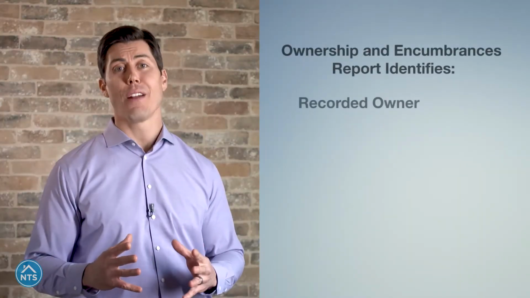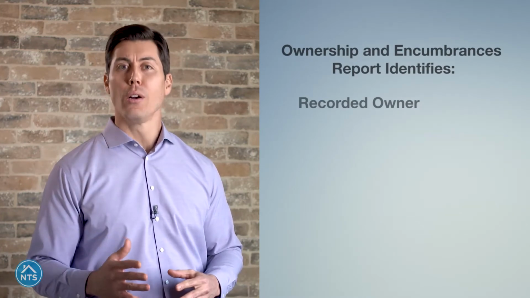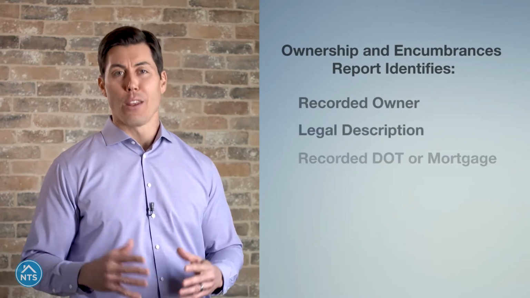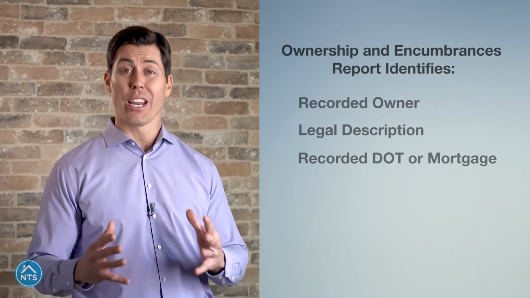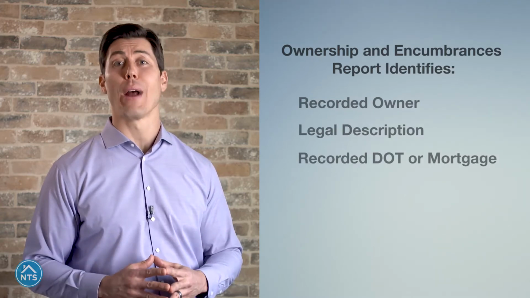There are a number of title reports available to help research this information, the most common of which is the Ownership and Encumbrances Report, or O&E. An O&E report identifies the last recorded owner, the legal description, and the recorded deed of trust or mortgage of a particular address available from the public records.